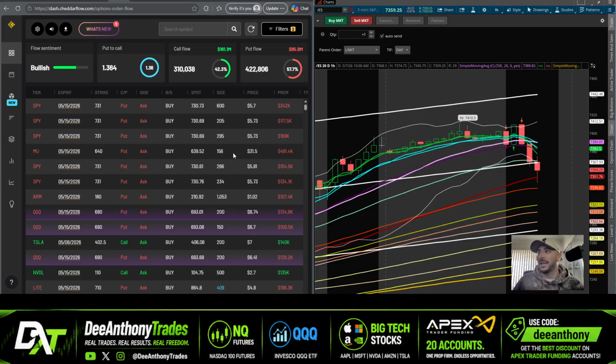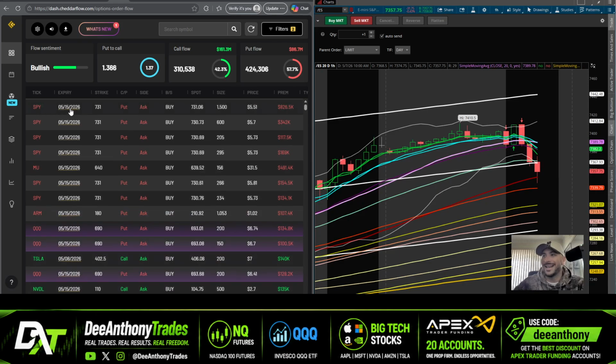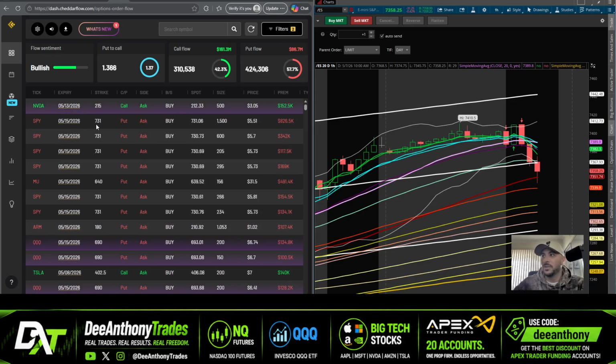Again, we still have to play it out. Since I saw the first ones come in on MU, we have pulled back about 5-10 points already, so some of those guys are already in the money on those ones. But again, you can still see them coming in here for 731 strikes for next week's expiration, 5/15. You got 731 puts here. Again, these are not small size bets. $826,000 here on a 731 put on the SPY.